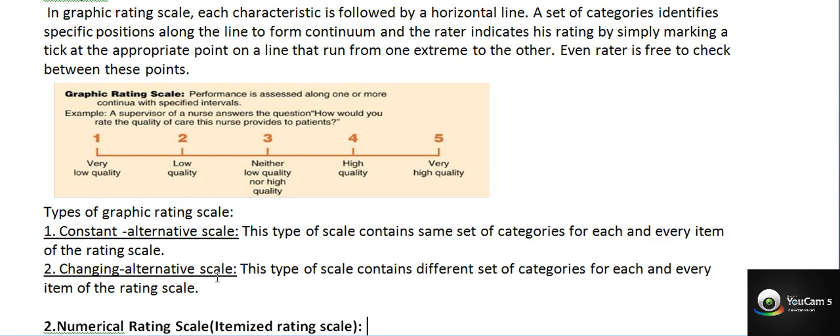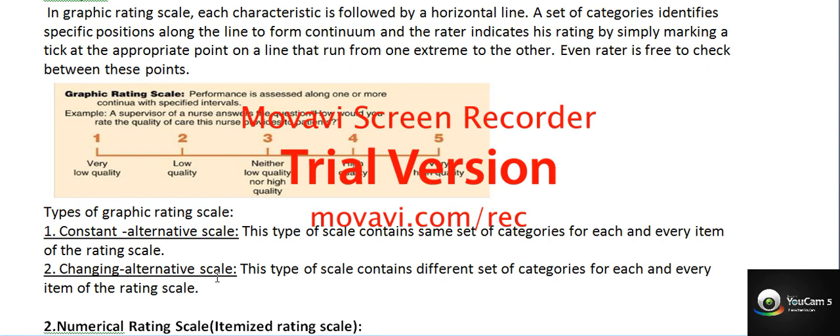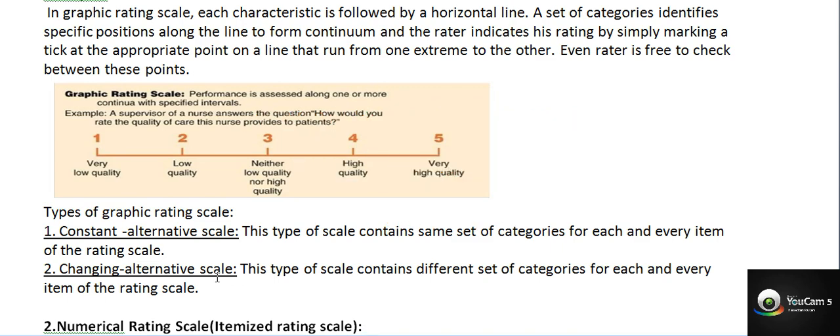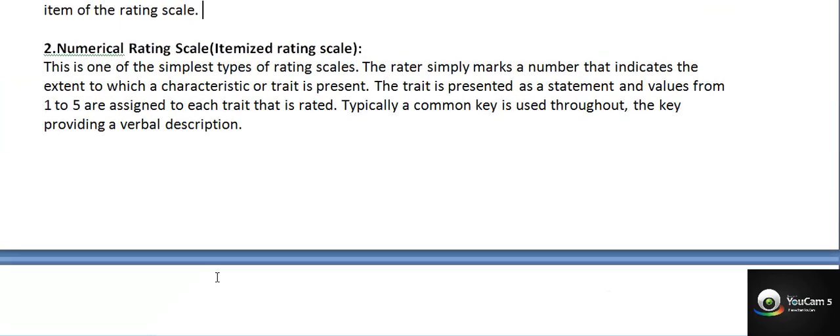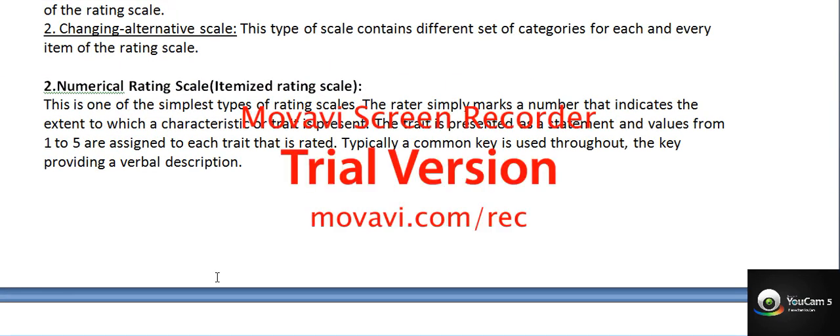Hope you understood. So the types of graphic rating scale are 2. If the categories mentioned below the numbers are the same for all the questions, then it is constant alternative scale. And if the categories mentioned down are changing for every question, then we call it changing alternative scale. The next one is numerical scale. Of course, as nurses we know what a numerical rating scale is. The best example is pain scale. Pain scale is a type of numerical rating scale.